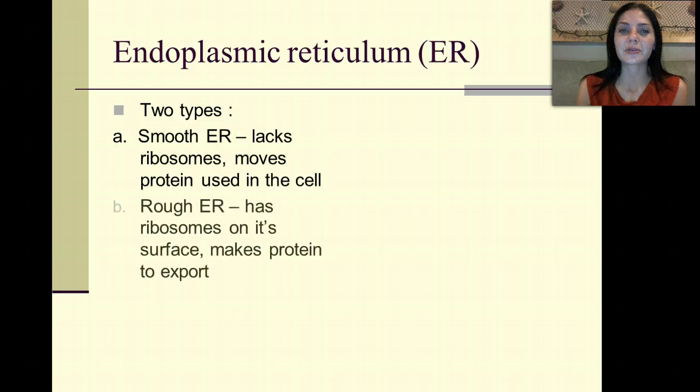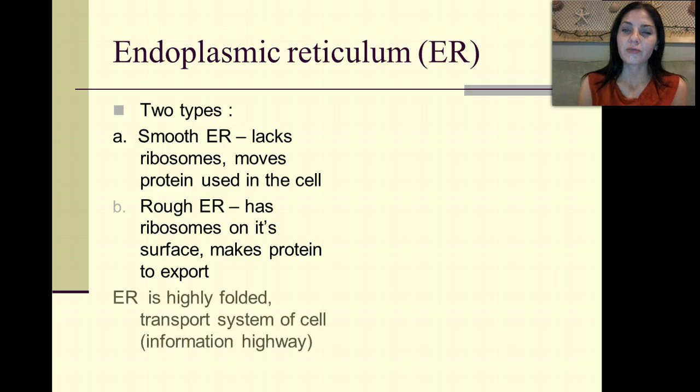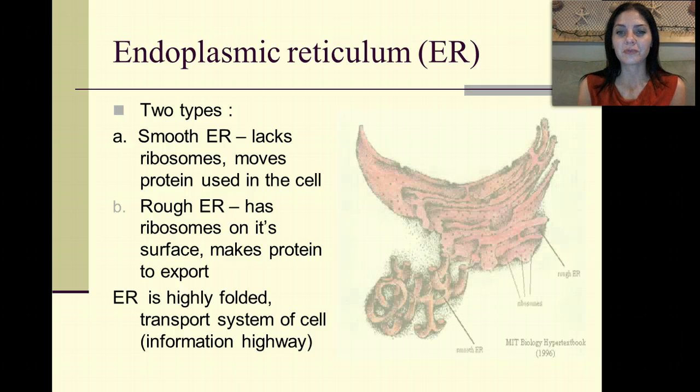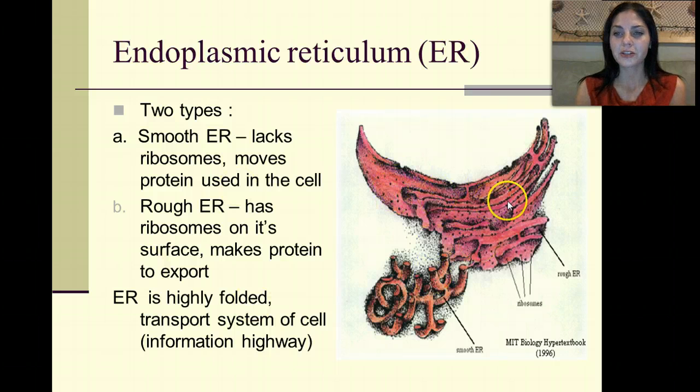We have the endoplasmic reticulum. There are two types. We have smooth ER, which lack ribosomes, and then we have rough ER, or the rough endoplasmic reticulum, which has ribosomes on the surface. The rough endoplasmic reticulum makes proteins to export to other areas of the cell, while the smooth endoplasmic reticulum moves proteins that are used in the cell. So here we have our two pictures. This is the rough endoplasmic reticulum. All these little black dots here, these are ribosomes. Over here we have smooth ER that don't have ribosomes on them.